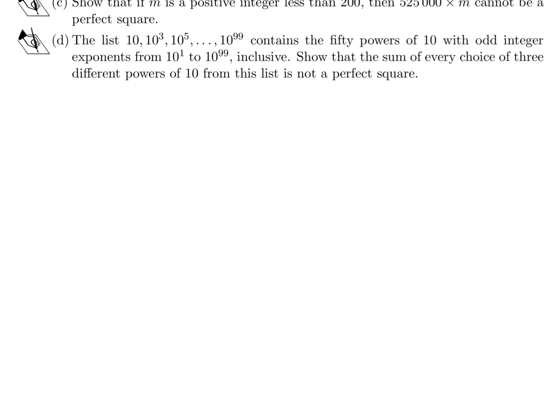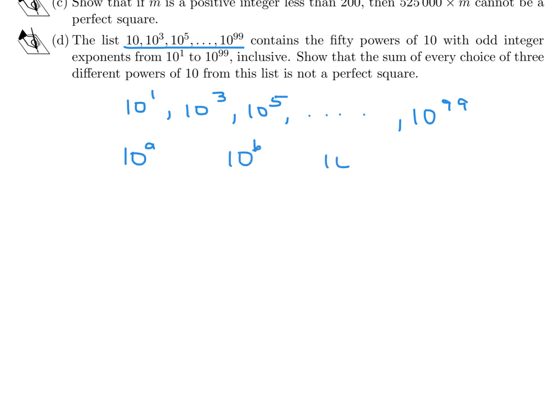So we've got all these guys, right? So we have 10 to the power of 1, 10 to the power of 3, 10 to the power of 5, and so on, all the way till 10 to the power of 99. So what they're saying is that if you take any of these 3 at random, so we don't know which one, so I'll just say one is called 10 to the power of A, one is called 10 to the power of B, and one is 10 to the power of C.